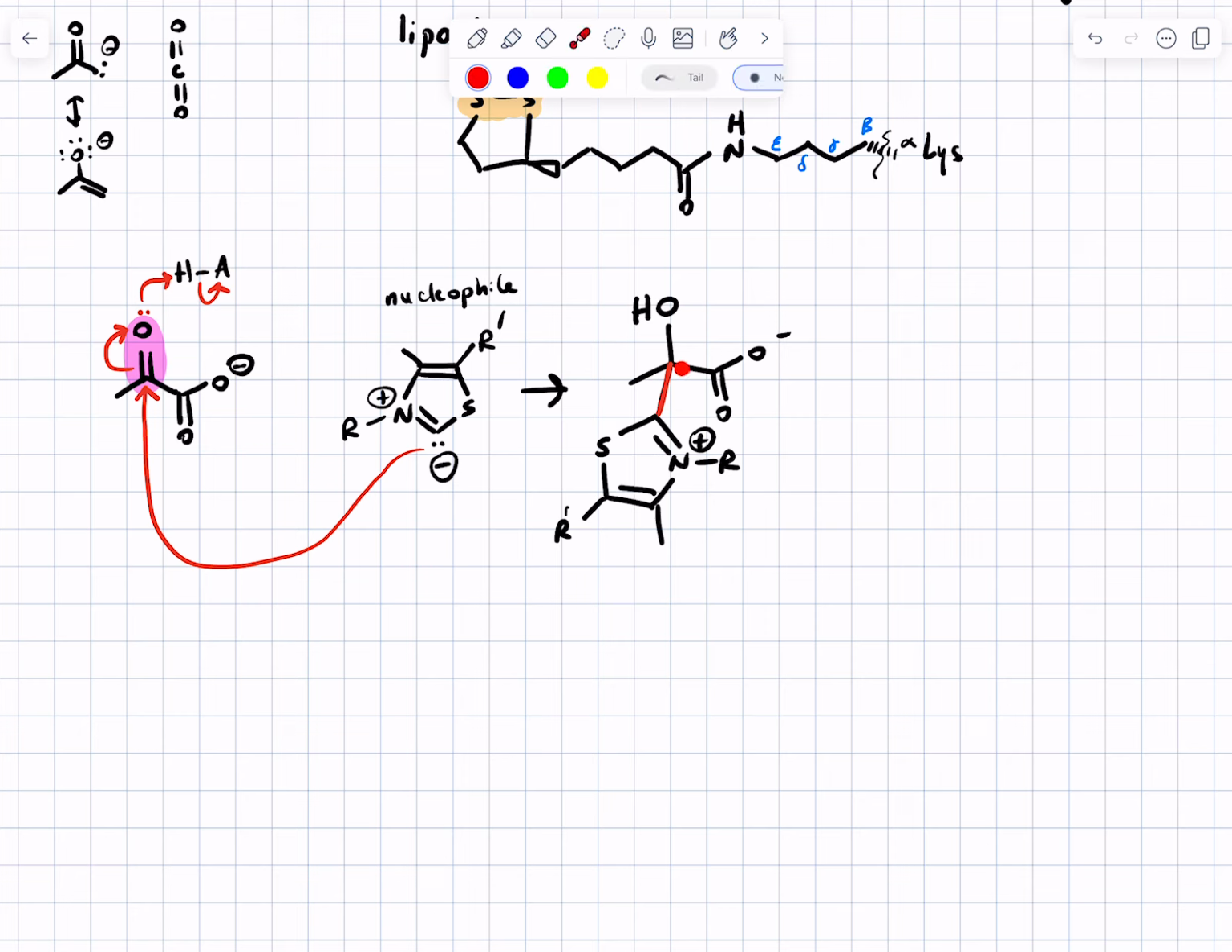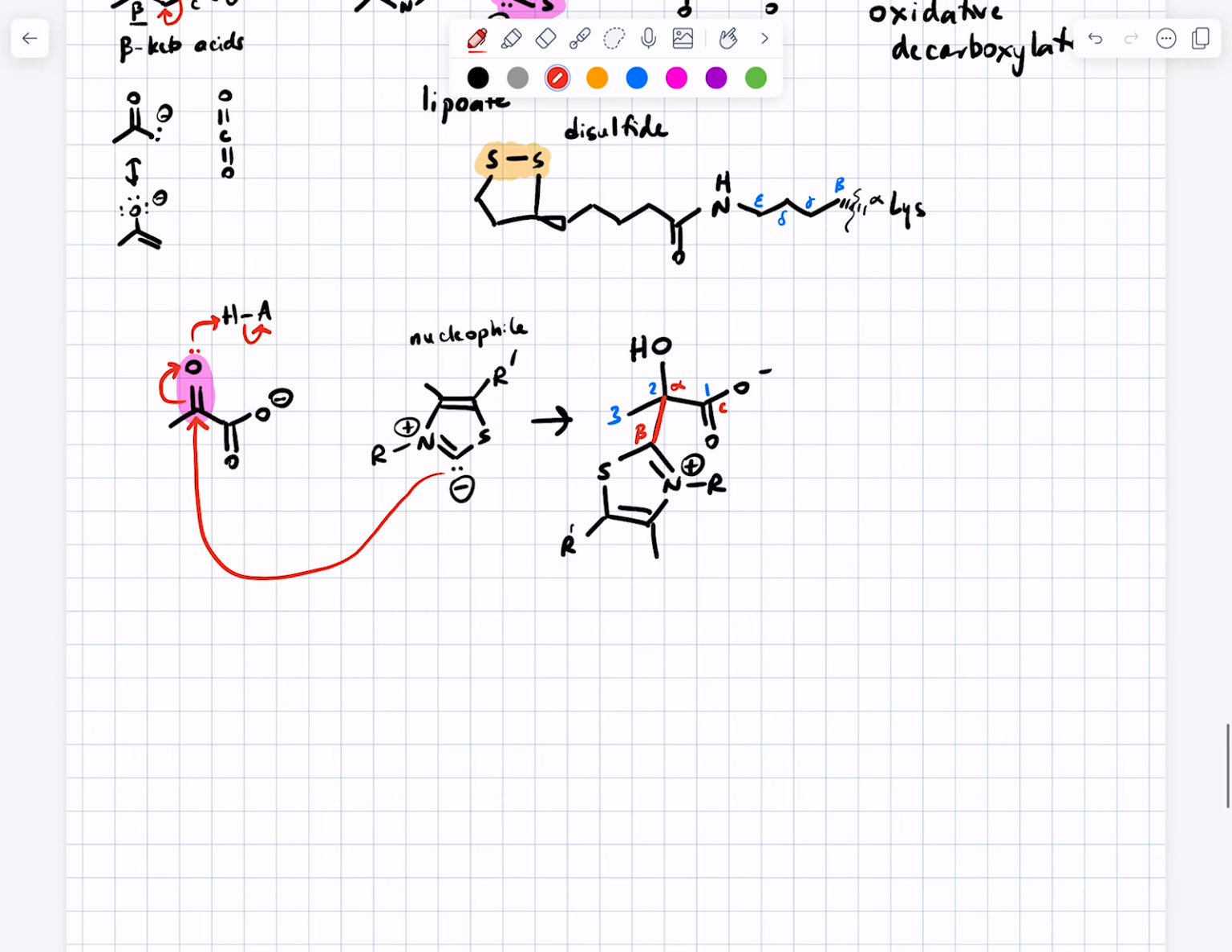These are carbons 1, 2, and 3 of pyruvate. We could label them as 1, 2, and 3. We could also label them as carbonyl carbon, alpha carbon, and maybe let's call that one beta now. Okay. Any questions about that intermediate? That's just standard attack of a nucleophile on a carbonyl.